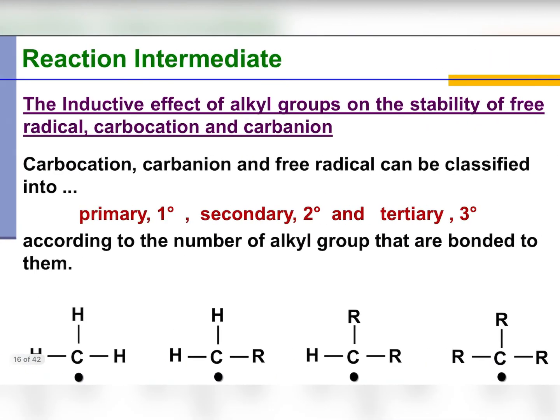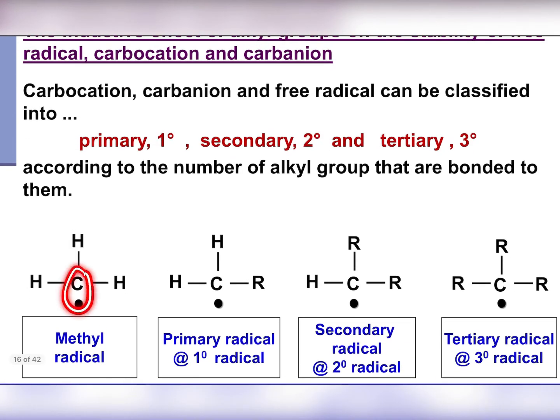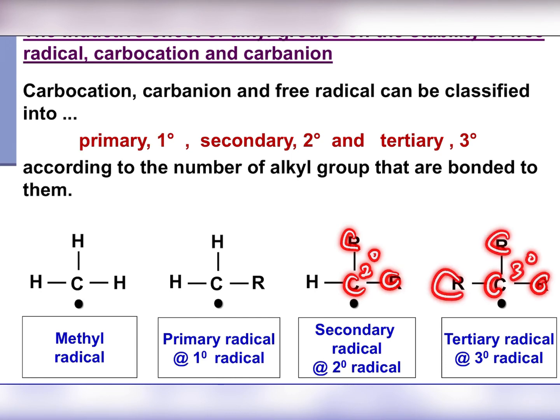Okay, alright, so next kita nak tengok classes of free radical. Okay, so free radical, carbon yang ada 1 elektron ni bonded to 3 hydrogen. Okay, so this is methyl radical. And then carbon radical tadi bonded dengan 1 carbon, so primary carbon free radical. Ini secondary free radical, and this one since bonded dengan 3, so tertiary free radical. Alright, so kita dah kenal class of free radical carbocation dengan carbanion.